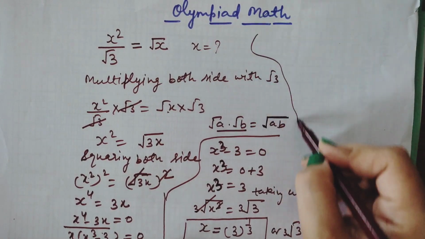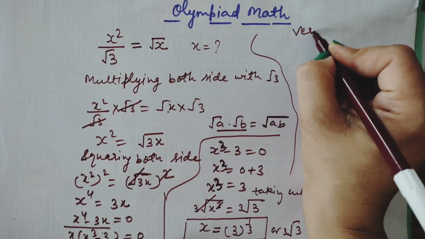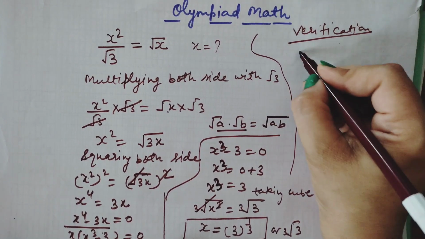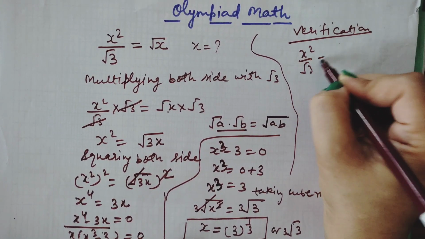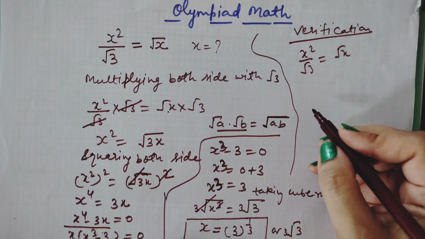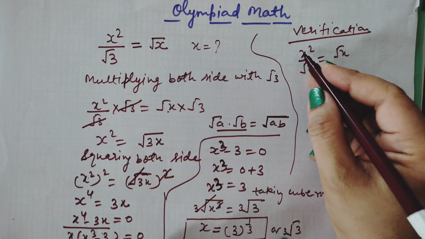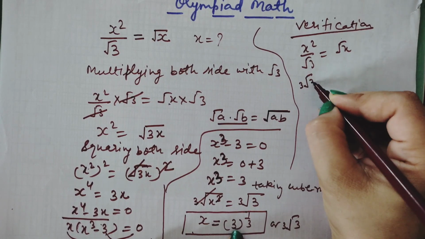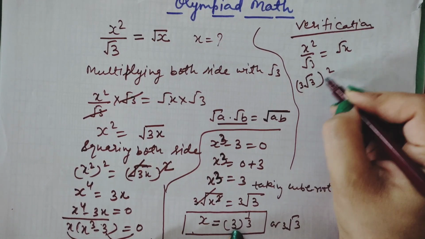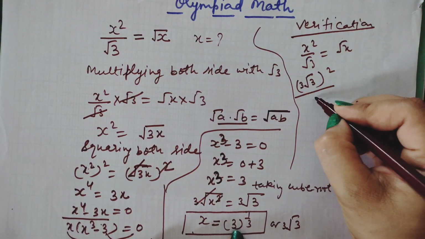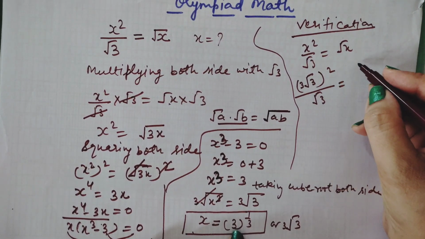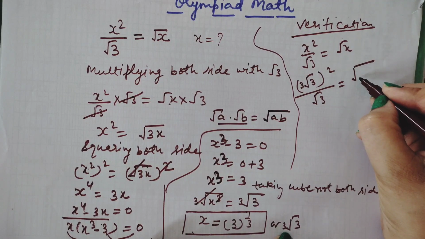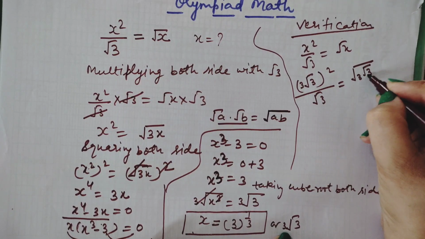So we'll do the verification of this question. The question is x square upon root 3 equals root of x. Just check your answer. Instead of x, we'll write the x value, cube root of 3, with whole power 2. And here is square root of 3. So it is square root of x, and the x value is cube root of 3.